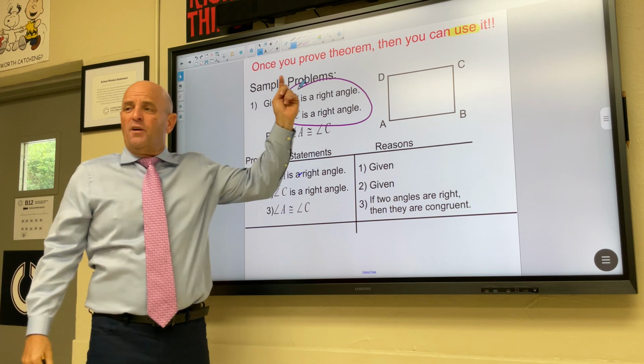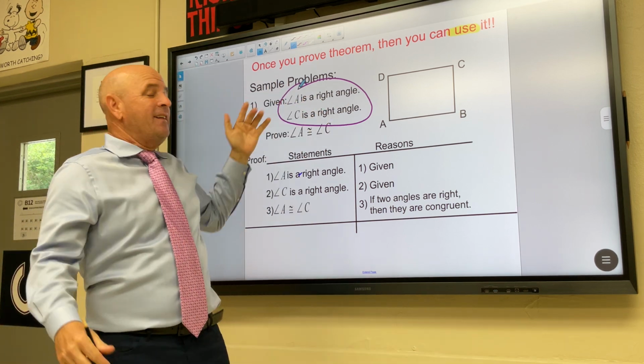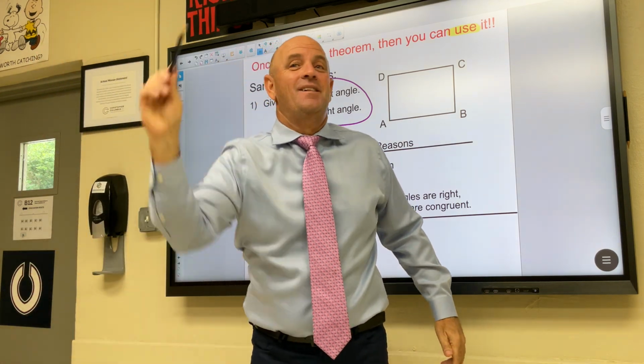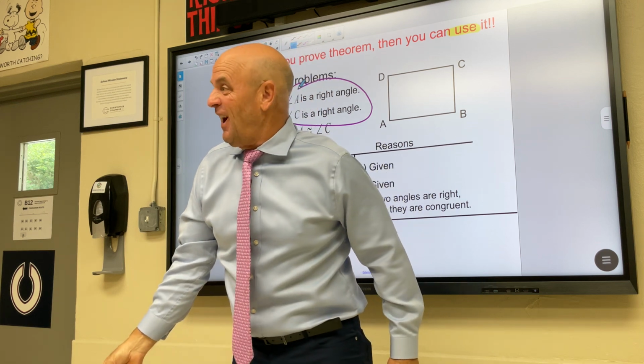when I give you angle A and angle C, and A and C are right, now I can go from right all the way straight to congruent. Why? Because I have a theorem that allows me to do that.